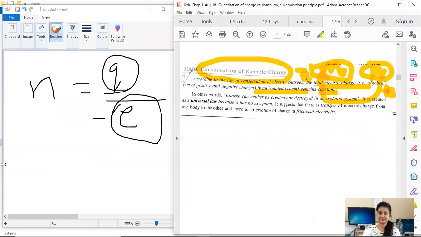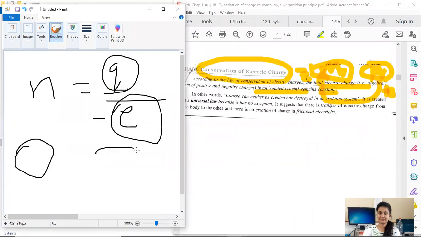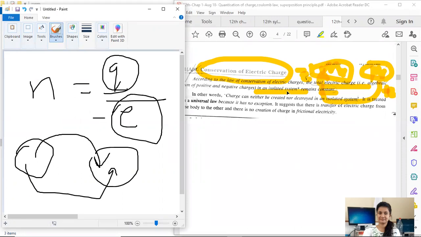So charge is transferred from one body to another. But charge can neither be created nor be destroyed. There is no destruction of charge. There is no creation of charge. Charge is transferred from one body to another, and the total net charge in an isolated system remains constant. When you take the algebraic sum of this plus e and minus e, the net charge will always remain constant.